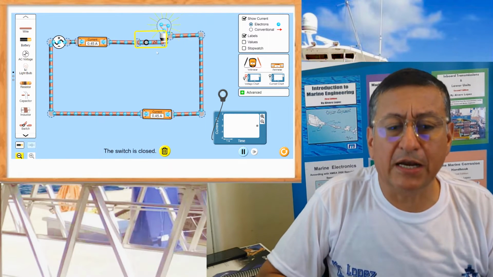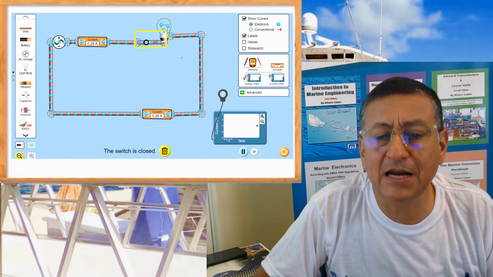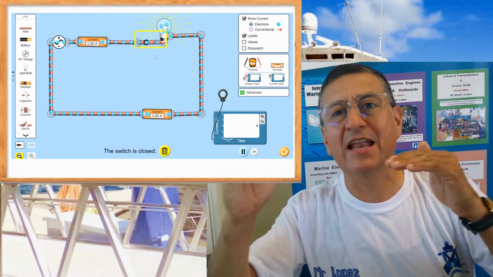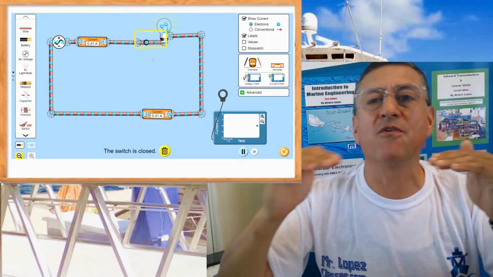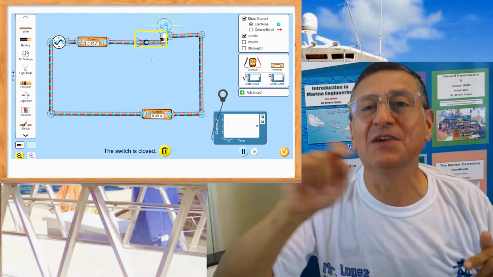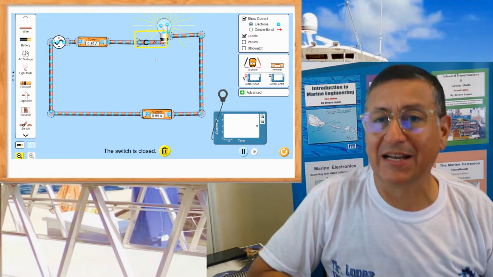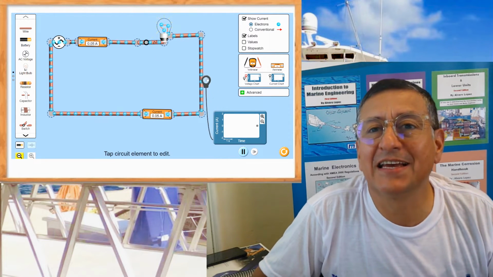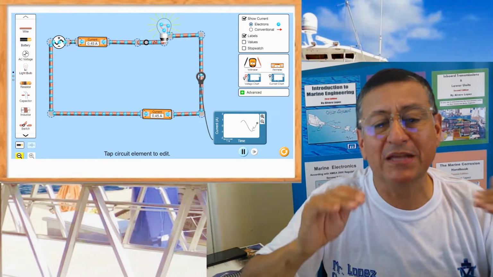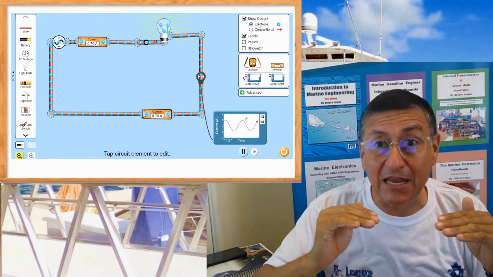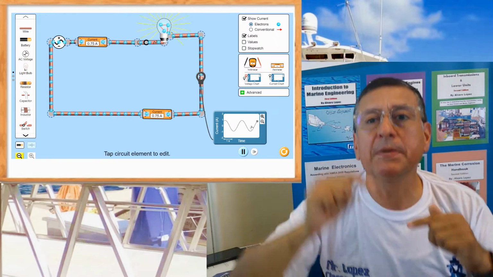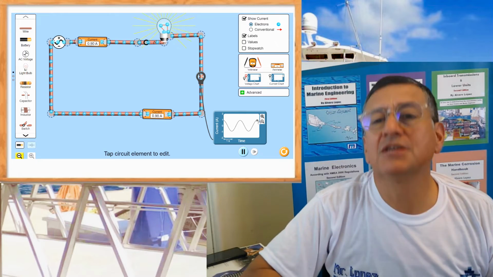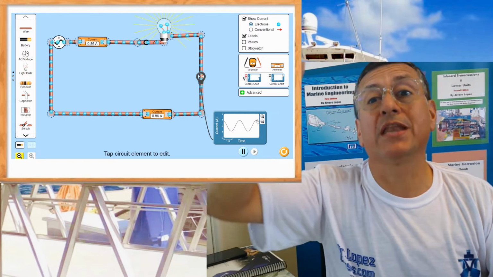In this particular case, we are going to close here. Nice. You see the movement of the electrons? The movement of the electrons is back and forth because it's an alternating current. Back and forth, back and forth. That's the movement. And you see that in this particular case the current fluctuates between minus 0.9 and 0.9 positive because it's alternating current.